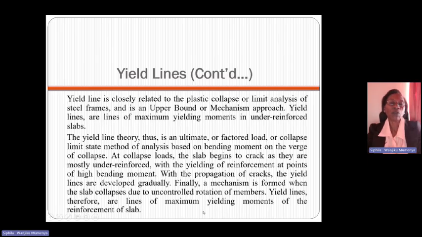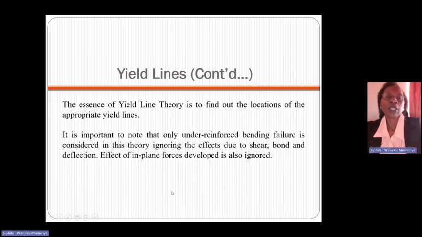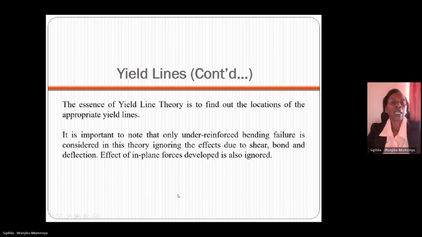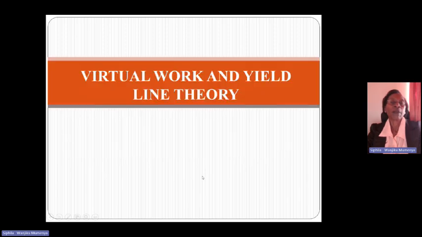Yield lines, therefore, are lines of maximum yielding moments of the reinforced slab. The essence of yield line theory is to find out the locations of appropriate yield lines. It is therefore, in summary, important to note that only under reinforced bending failure is considered in this theory, ignoring the effects due to shear, bond, and deflection. So we just look at the bending failure and ignore the effects due to shear, bond, and deflection. Also ignored are the effects of in-plane forces developed.